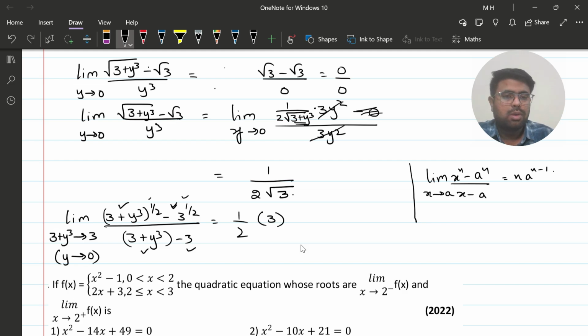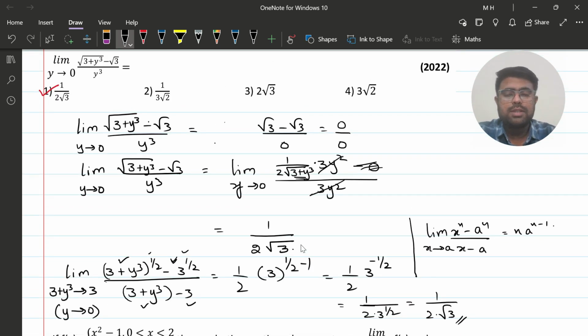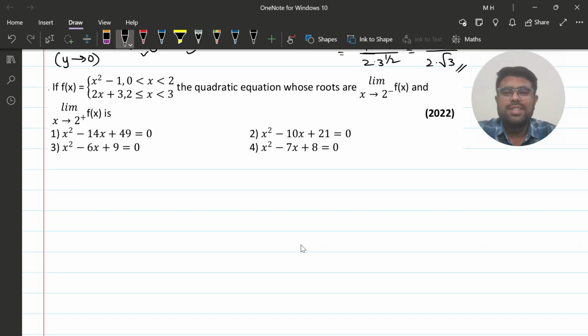N is how much? 1 by 2 minus 1, which is going to be 1 by 2, 3 raised to minus 1 by 2. So this is going to be 1 by 2, 3 raised to 1 by 2. This is 1 by 2 times 3 raised to 1 by 2, which is root 3. So it is going to be 1 by 2 root 3. So in any of these methods, you are going to get the same answer. Of course, the answer shouldn't even change. Fine.